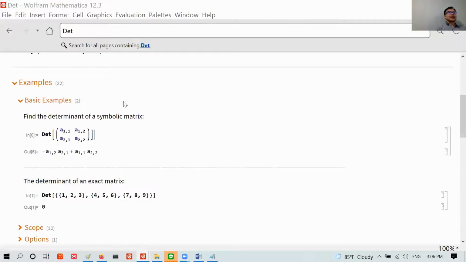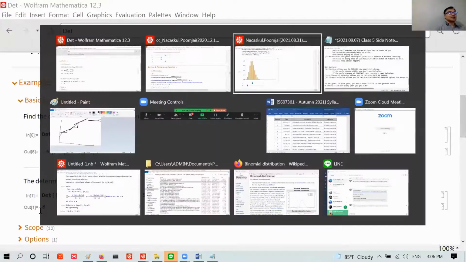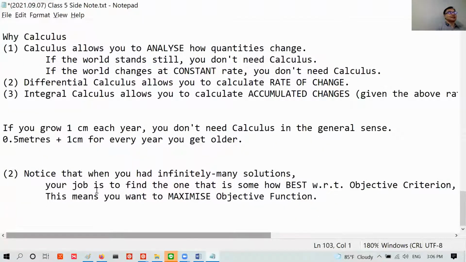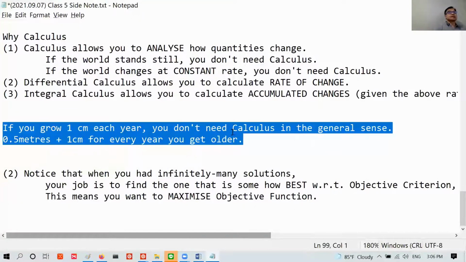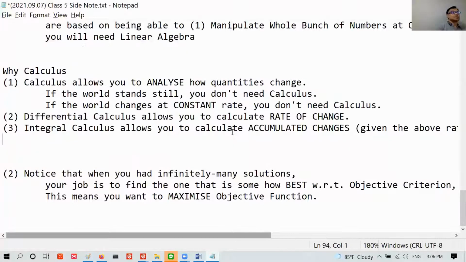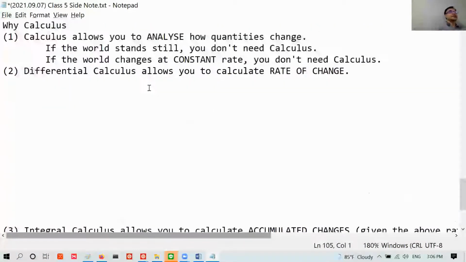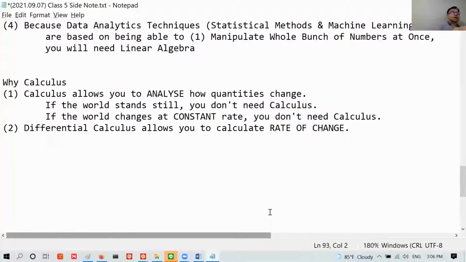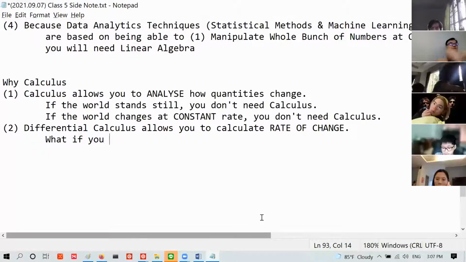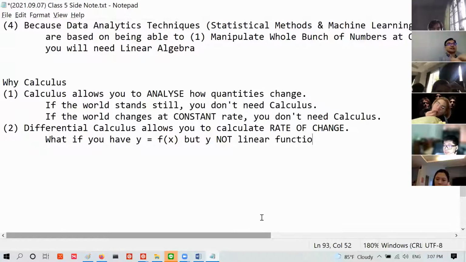Now, let's go to calculus. Let's see what calculus does. Okay, so differential calculus. Say, what if you have y equal to f of x, but y is not a linear function? Okay. So now this is going to make you a little bit confused.